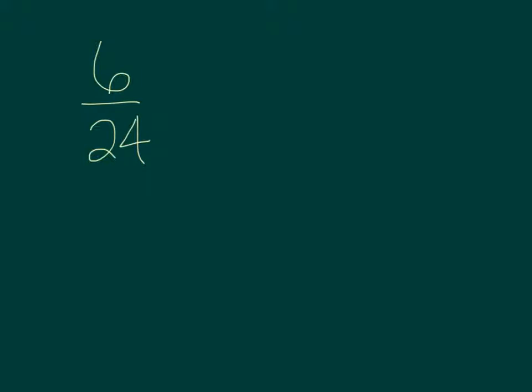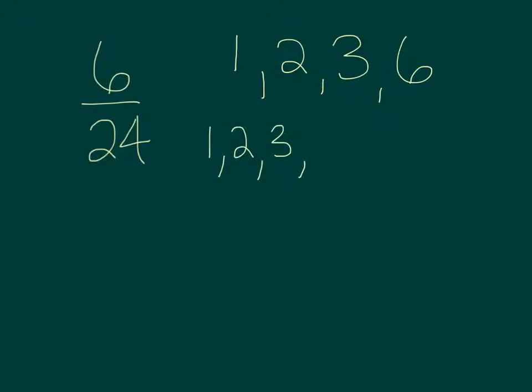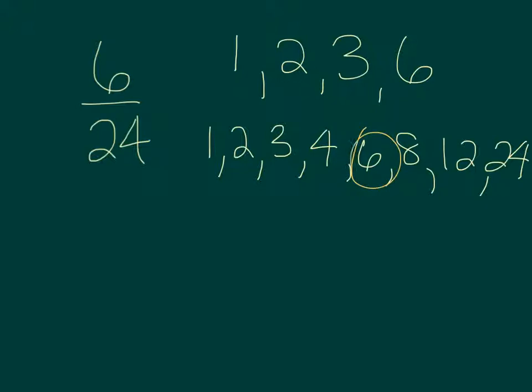So if we have this example here, we can find the greatest common factor of the numerator and the denominator and then divide by that. If we list the factors of 6, we have 1, 2, 3, and 6. If we list the factors of 24, we have 1, 2, 3, 4, 6, 8, 12, and 24. And we see the number that they have in common would be the 6. So then you could go back and divide both of these by 6, which would give you your simplest form of 1/4.